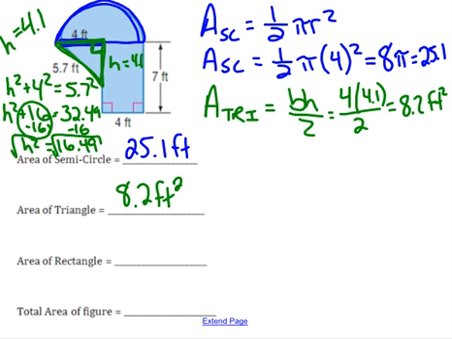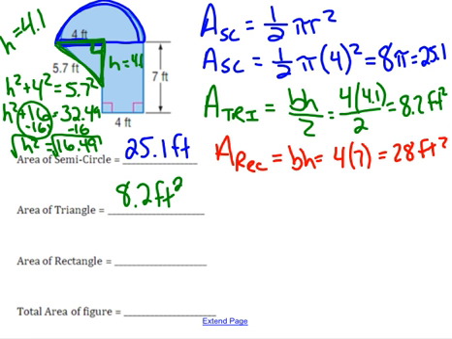Now, area of a rectangle is going to equal base times height. This one has a skinny base of 4 times a height of 7, and you would find that that's 28 feet squared. Ooh, it looks like I forgot one label, the feet squared on the area of the semicircle. However, for the total area, I would just need to add these three together. In a calculator, 25.1, 28, and 8.2, you should get a total area of the figure of 61.3.